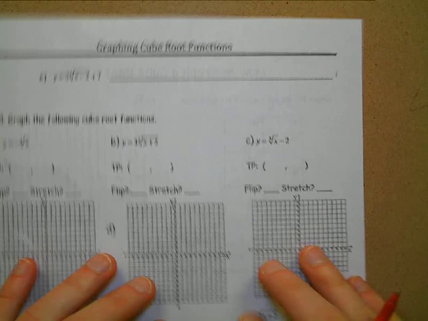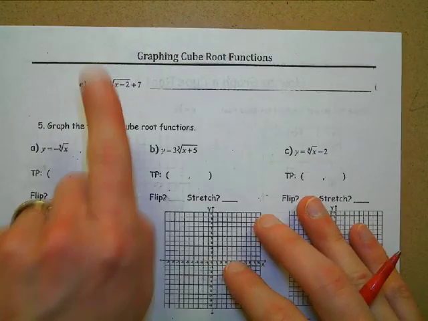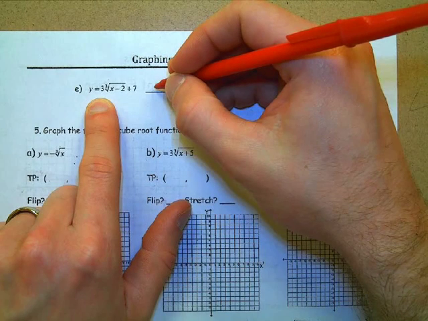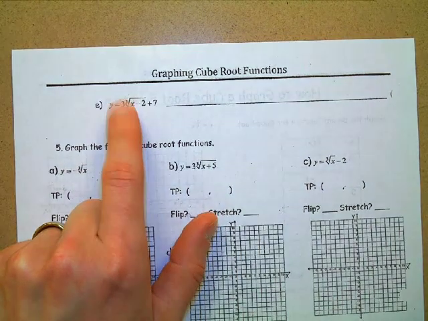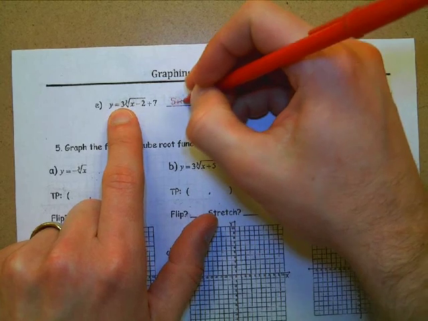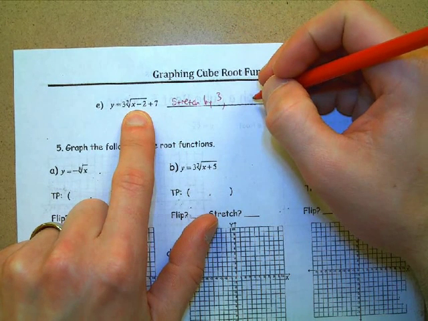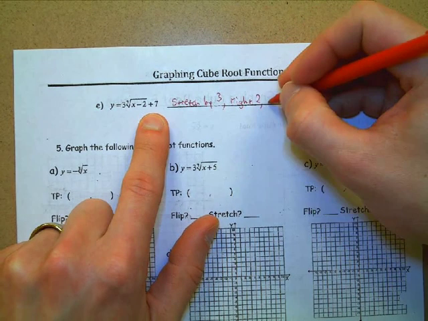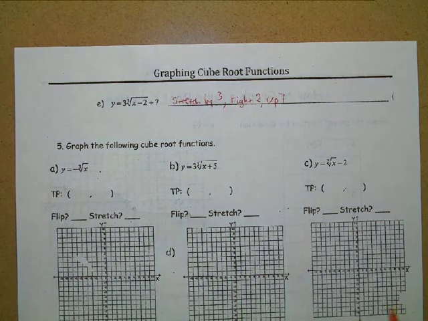All right, turn your paper over. We got one more transformation to look at here. Oh, there's all sorts of stuff going on here. What's the 3 in front going to do? Stretch by 3. Okay, what about the x minus 2? What's that going to do? Right 2. And then plus 7 on the outside, up 7. Very good.